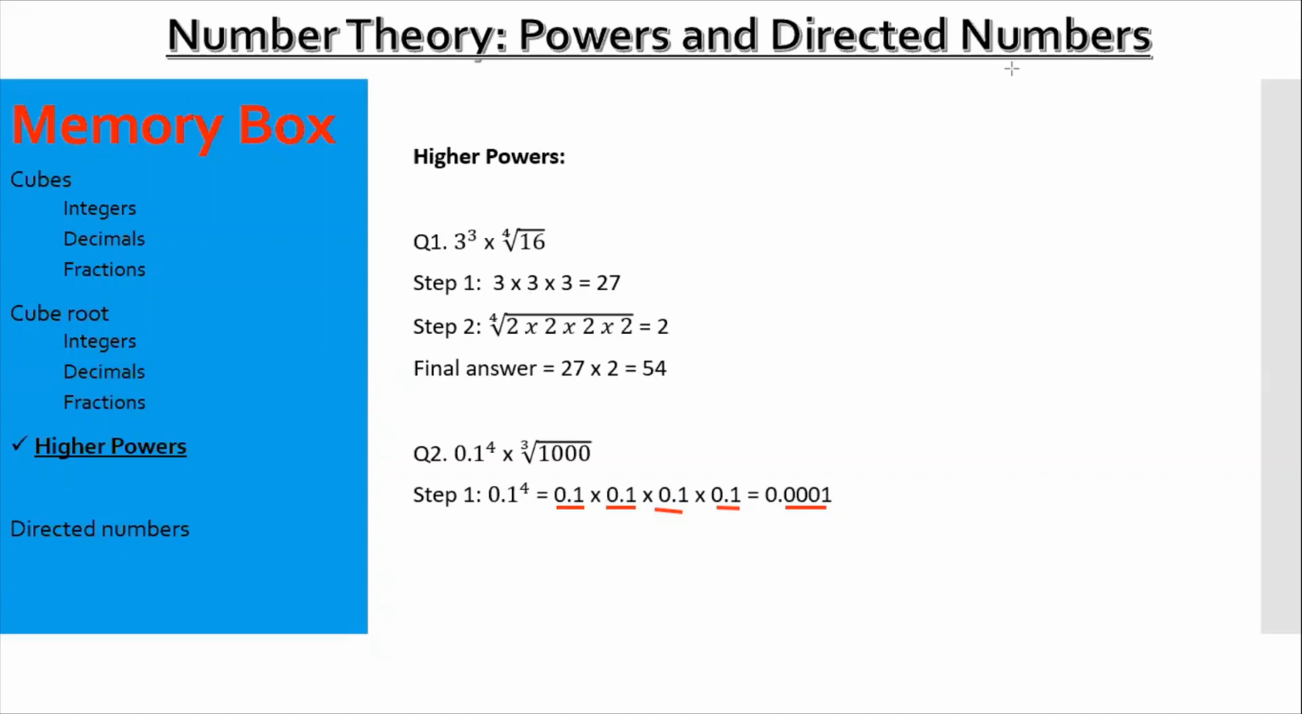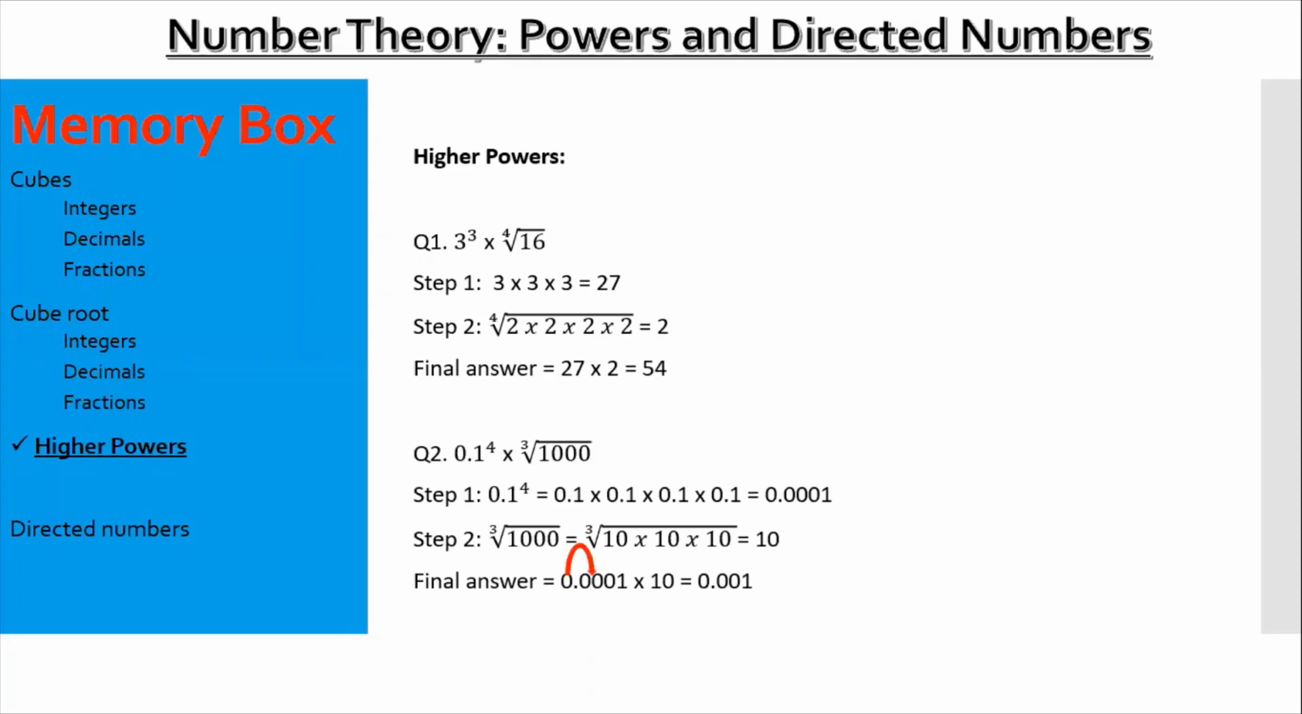Now, in order to calculate the cube root of 1000, we'll simply calculate the cube root of the number which is present inside the cube root, which is 1, and then 3 zeros present in the 1000 will come out as 1 zero, so the answer is 10. And so my final answer will be given as 0.0001 into 10, which will be equal to 0.001, and this can simply be obtained by shifting the decimal point one place to the right of its original place.